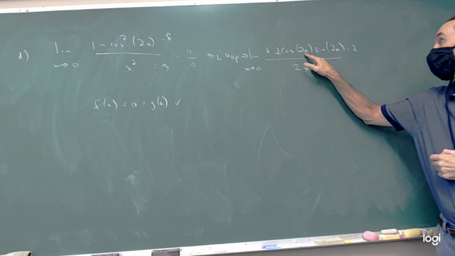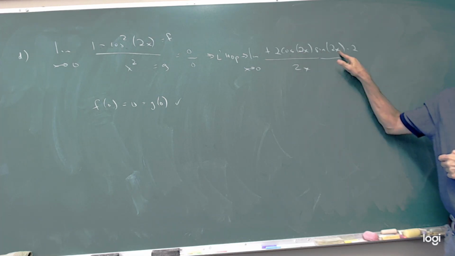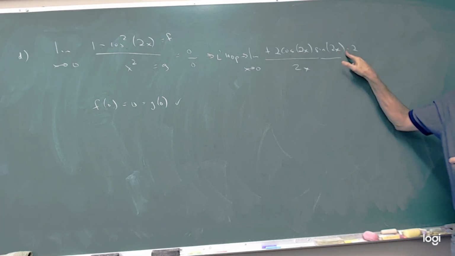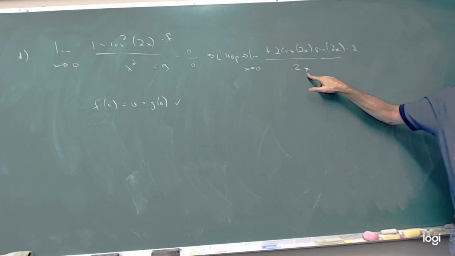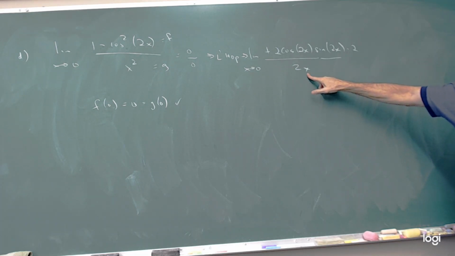Let's see. Cosine of 0 is 1, but sine of 0 is 0. So that's 0. That's 0. We have 0 over 0 again. You can do L'Hopital's rule again.